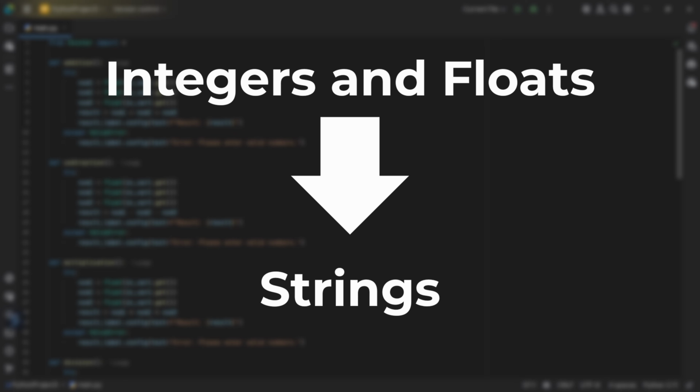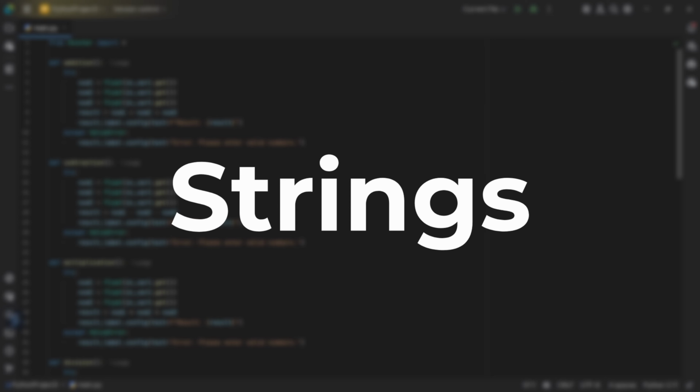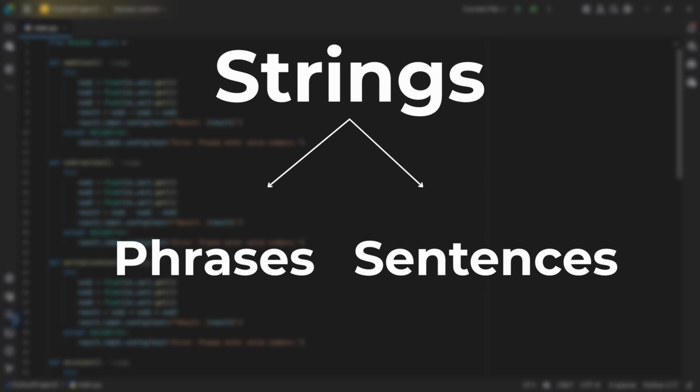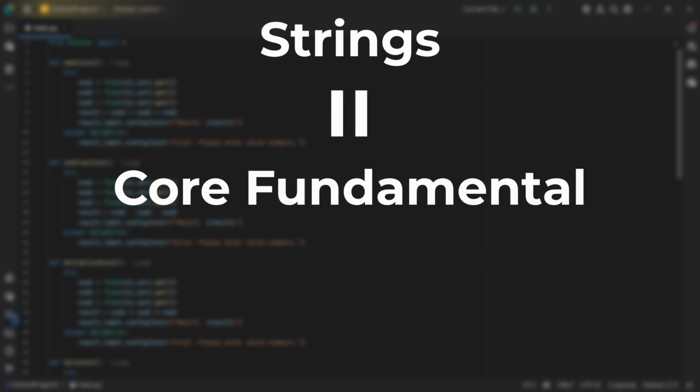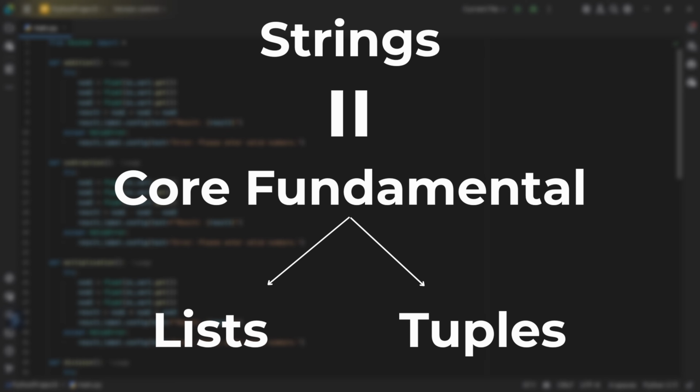Instead of having integers or floats, we use strings. Strings are words where we can type out sentences and phrases. They are very similar to integers, but hold text instead. Strings are a core fundamental of writing other text encodings, lists and tuples, which I will talk about in this video.